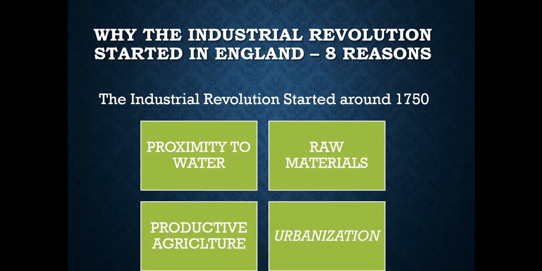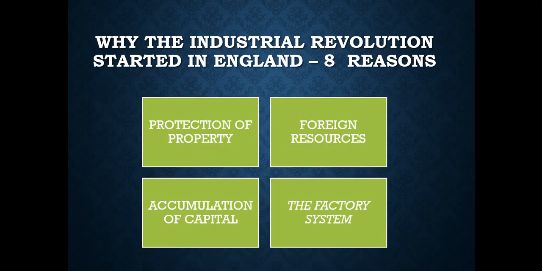The first reason is proximity to water. The second reason is raw materials. The third reason is productive agriculture. The fourth reason is urbanization. The fifth reason is protection of property. The sixth reason is foreign resources. And the last two reasons are accumulation of capital, and lastly, the factory system. These are the 8 main reasons as to why the Industrial Revolution started in England. By the way, there are way more reasons, but these are the 8 that we will be focusing on today.